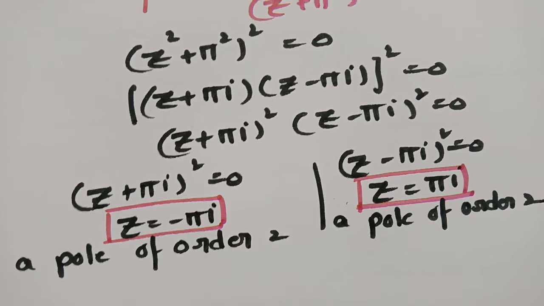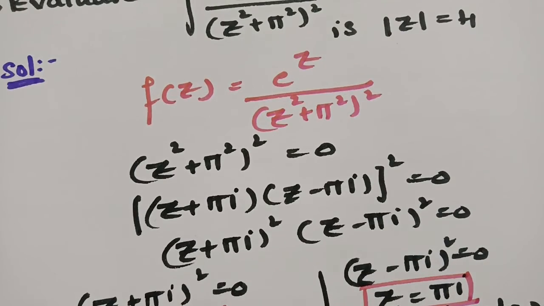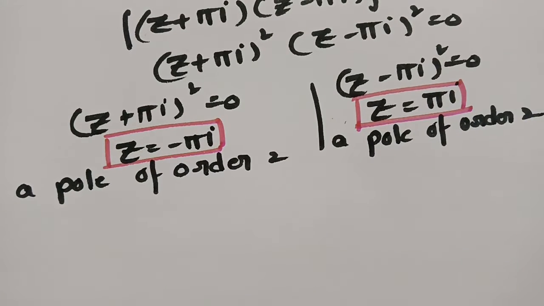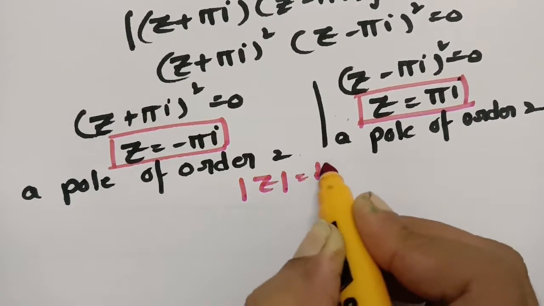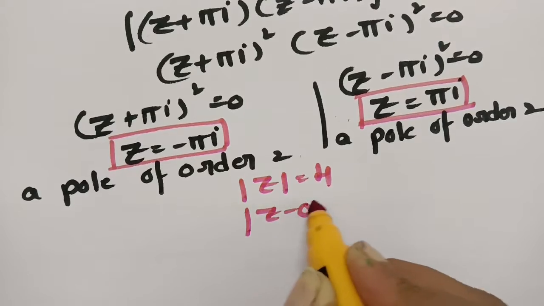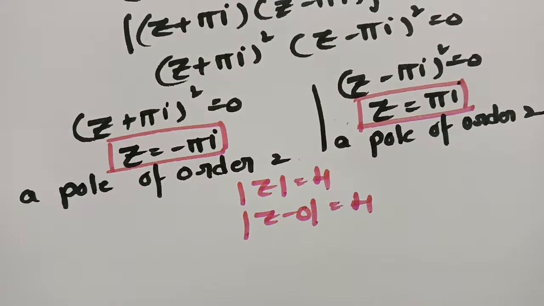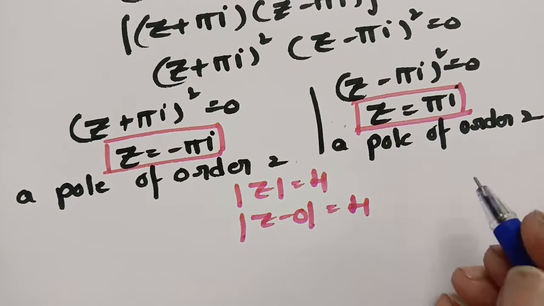First, it is given as mod z is equal to 4. Clearly, what is mod z equal to 4? It is a circle. So this is a circle with center 0 and radius 4. And now see, let me draw here.